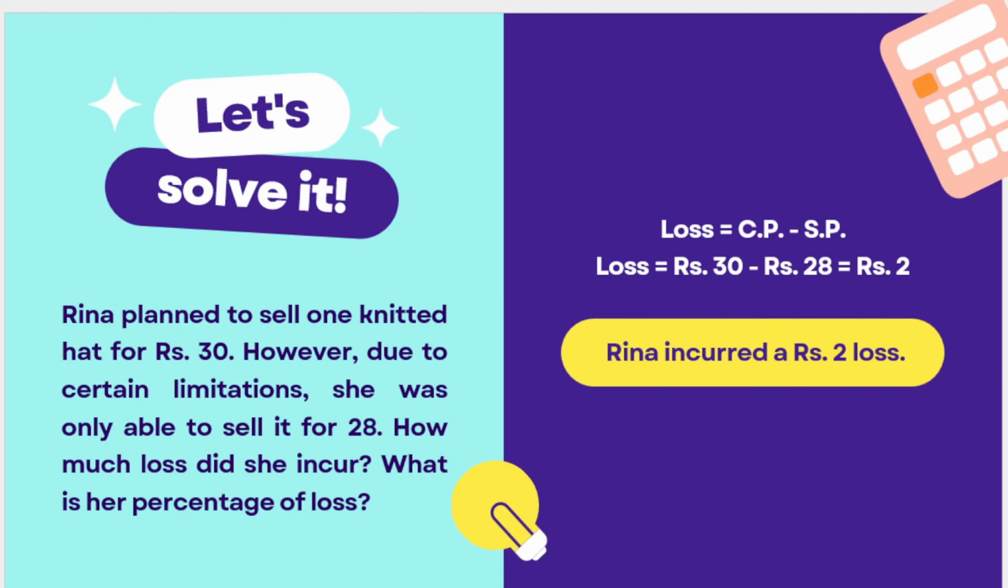Solution to example number 2. It is given that Reena planned to sell one knitted hat for 30 rupees. But, due to certain limitations, she was only able to sell it for 28 rupees. Then, we have to find how much loss she incurred and we also have to find her percentage of loss. As we know that, the loss is equal to the difference between the cost price and the selling price. Here the cost price is 30 rupees and the selling price is 28 rupees. Therefore, Reena incurred an actual loss of 2 rupees. Let us now calculate this loss of 2 rupees in percentage.